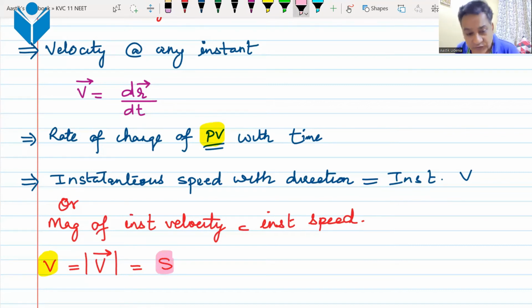But I am not going to use V for speed, because when I write your equations of motion, I am going to use V, and that time that V is not going to mean speed. That time that V is still going to mean velocity. I don't want you to confuse between speed and velocity, and therefore I'm using different names and different symbols for it. V stands for velocity, S stands for speed, S does not stand for displacement, delta R stands for displacement. Do we understand this?